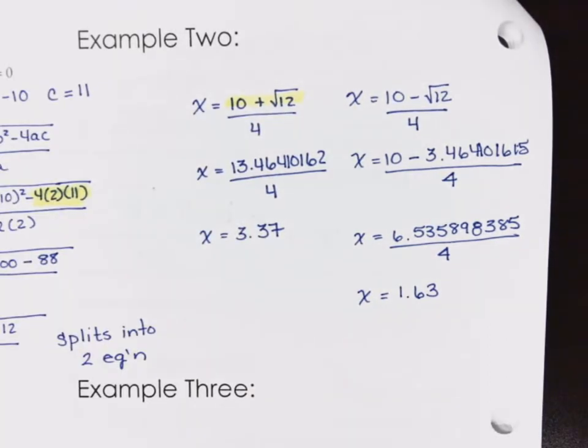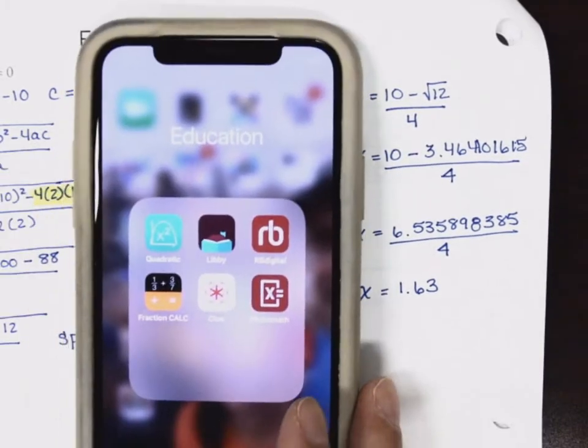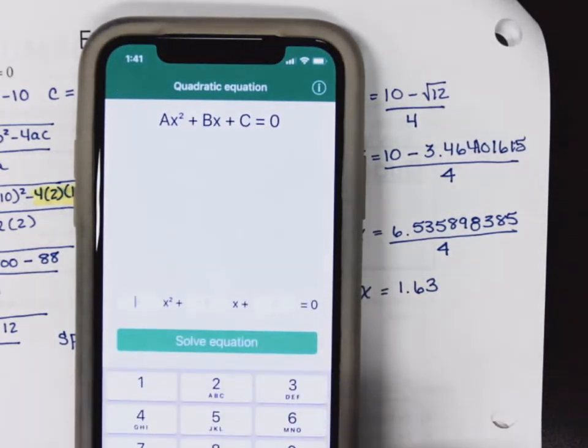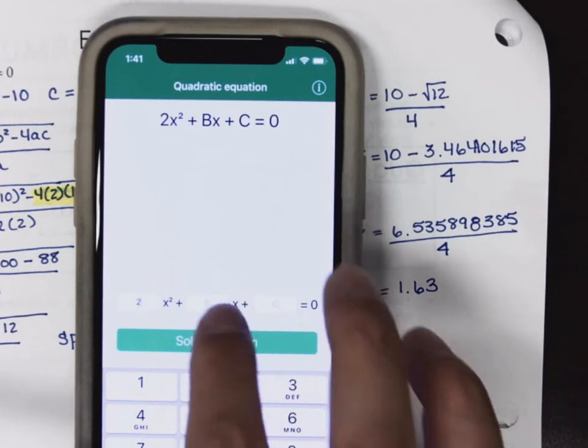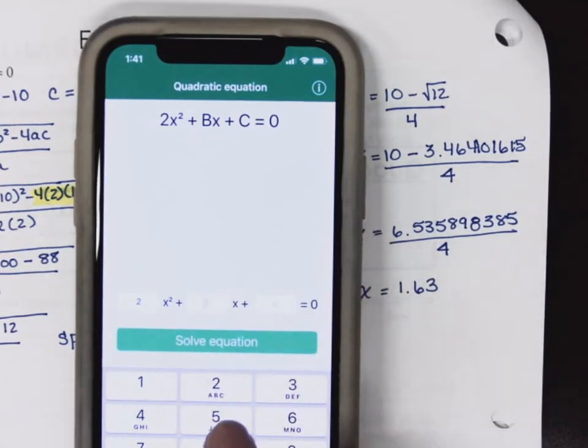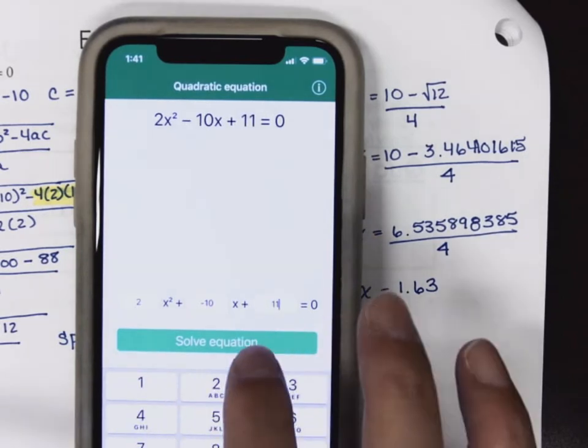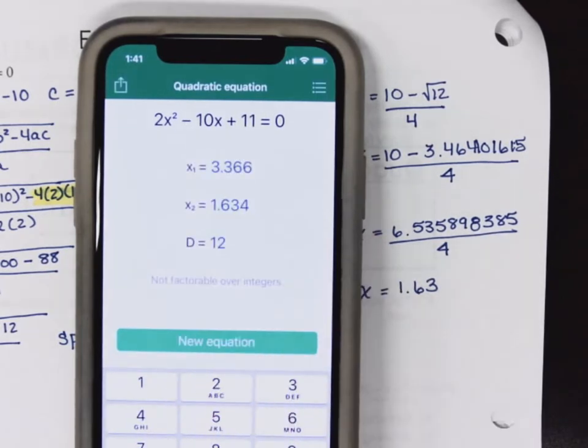Okay, so if this is on an assignment or a problem set, and I want to check that I'm doing it correctly, I'm going to hop to my quadratic calculator and put in the information. So my A value was 2, my B value was a negative 10, and my C value was a positive 11. And I got the right answers. Discriminant, and that's tomorrow's lesson.